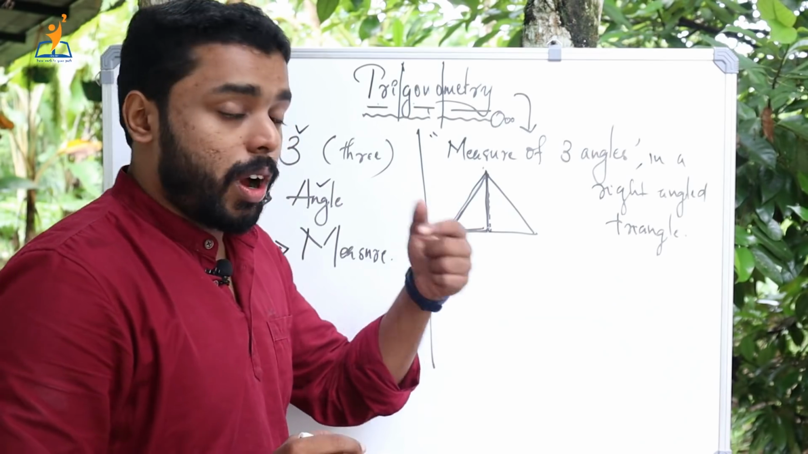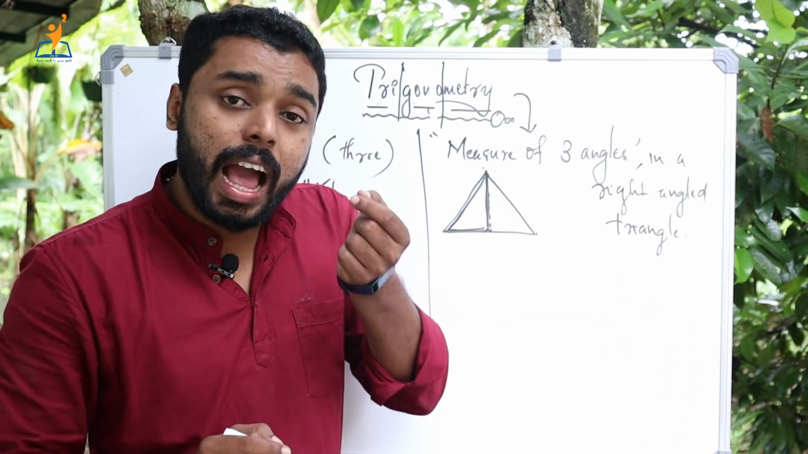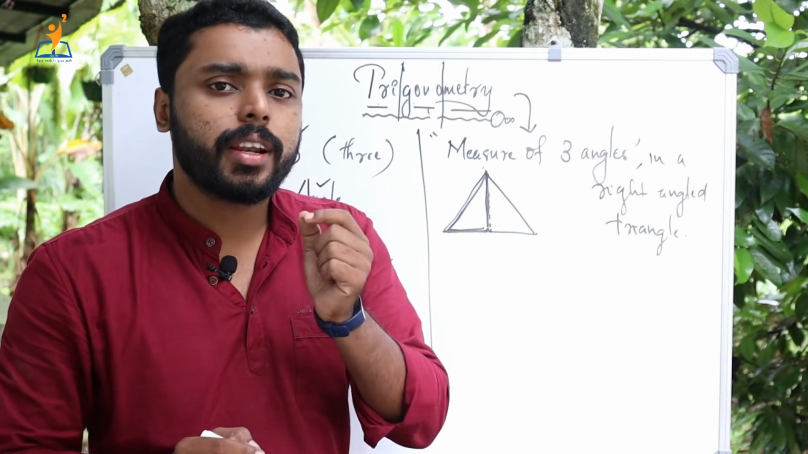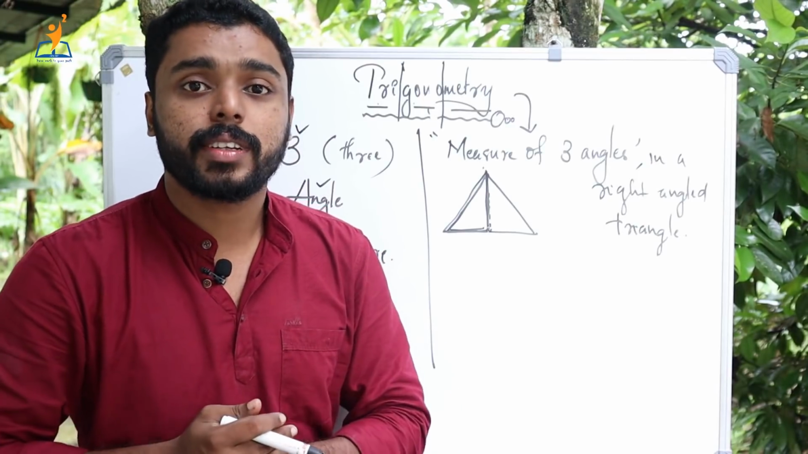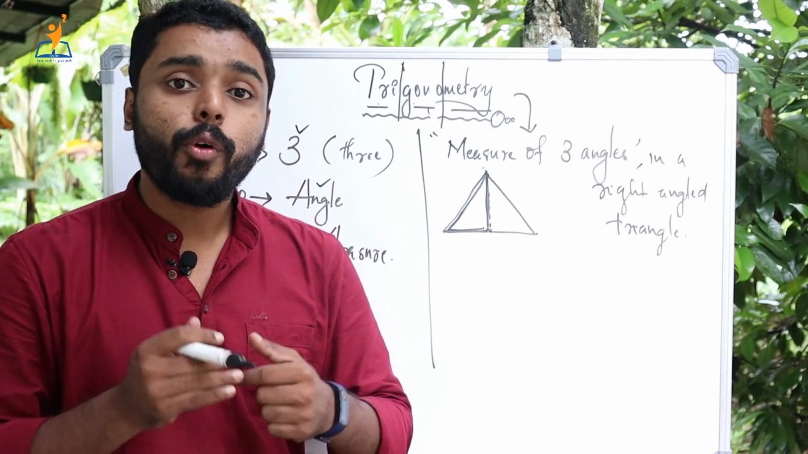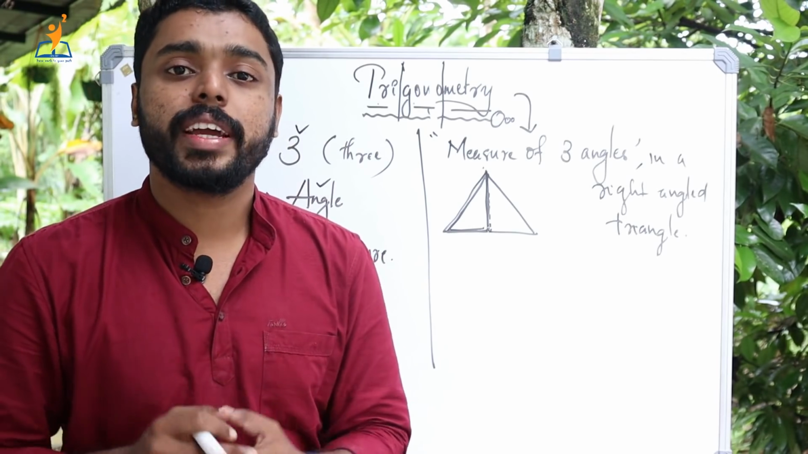And which three angles? The three angles of a right angle triangle. Now the question arises, what can we do when the triangle is not a right angle triangle, or how will we deal with a non-right angle triangle?